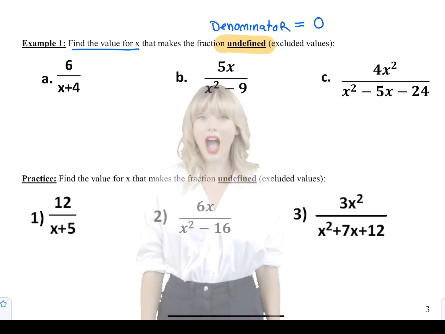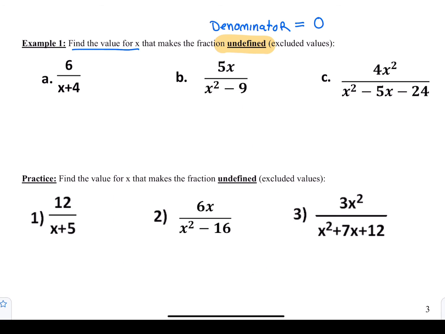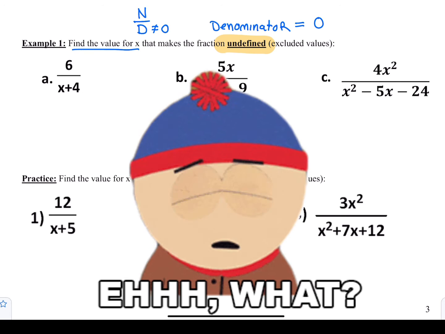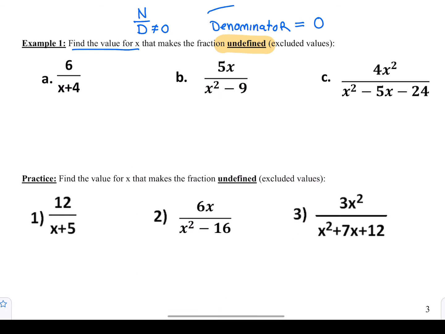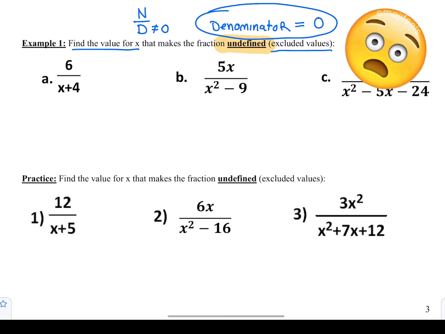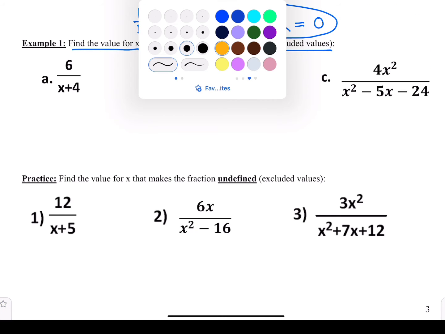And that's exactly how we're going to find the value of x that makes a fraction undefined. So to be clear, any fraction has a numerator over a denominator, and the denominator is never allowed to be equal to 0. So what we do is we set the denominator equal to 0 so that we can find out what the excluded values will be.